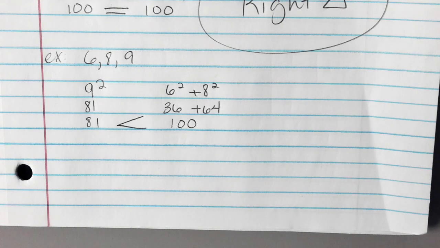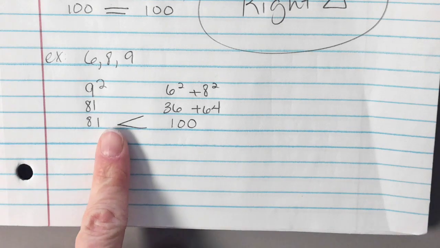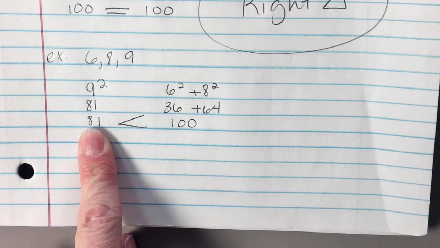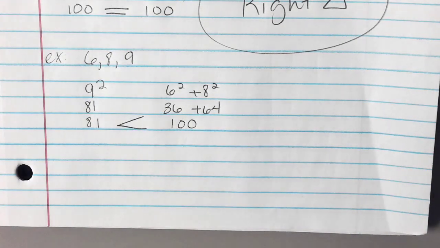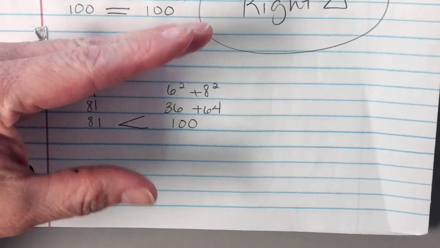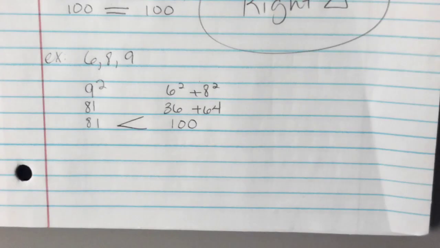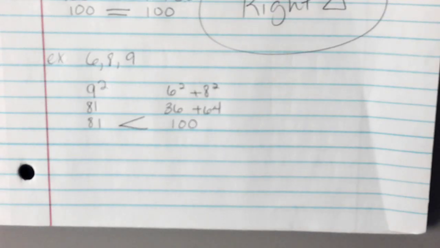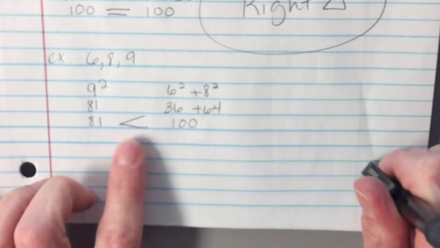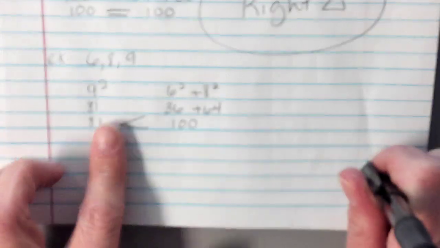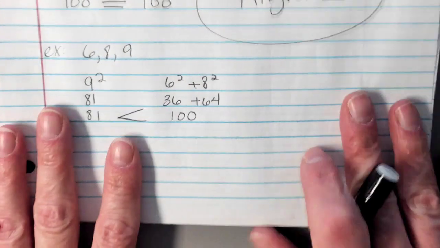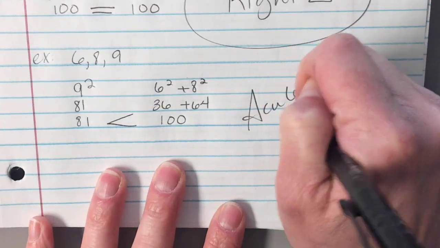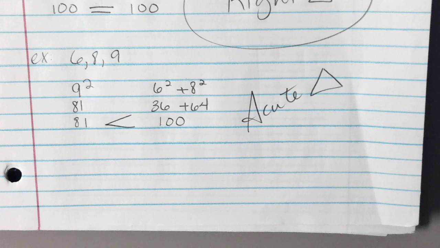And if you're like, I can't always remember those less than things, the little point is always pointing to the smaller number. Some of you guys learned it was an alligator and the mouth eats the bigger number. However you learned it, go with it. I've taught it every possible way you could think of. This is less than. So the longest side squared is less than the sum of the other two sides. Less than, that's acute. We have an acute triangle.